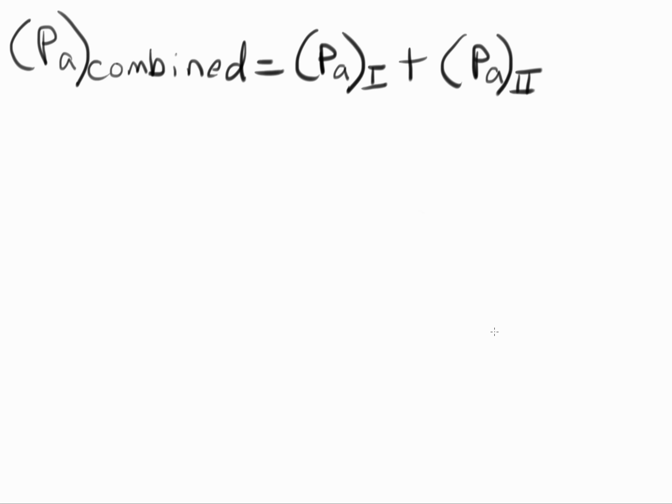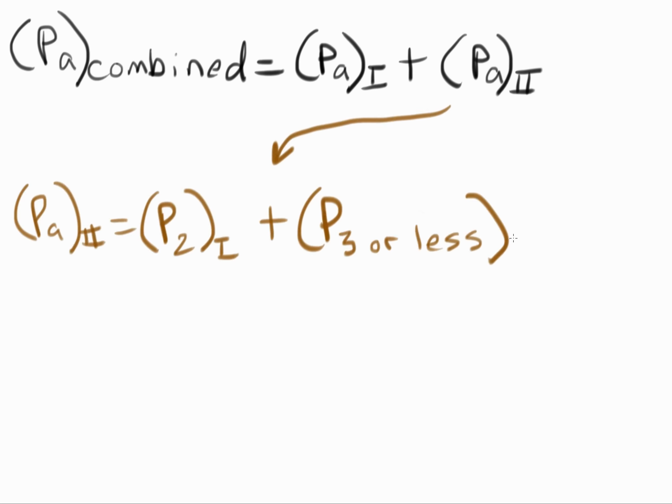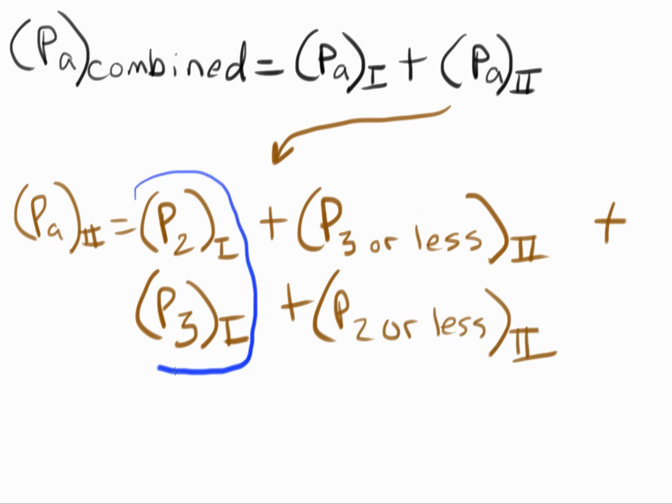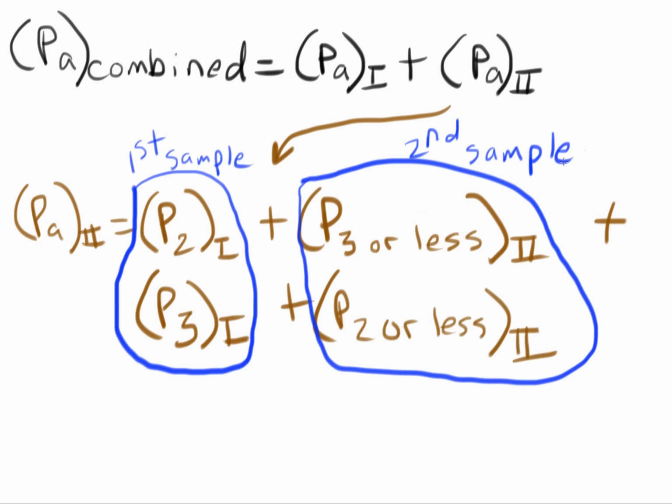So the only question here is, how are we going to determine the probabilities for the second sample? And to do this, we have to look up the individual probabilities from the first sample, which could be 2 or 3, and the cumulative probabilities from the second samples, which could be 3 and 2 respectively.